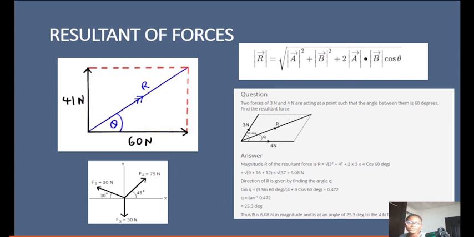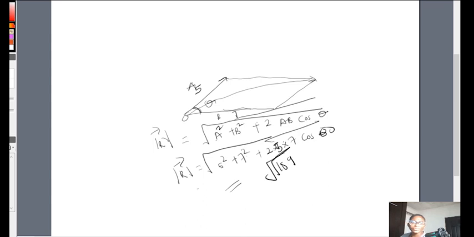So let's go to our board to do that. We have 41 and 60. We can do any other one. If you have two forces like this, and maybe this one is 5 and this one is 4, this is the direction of the forces. So don't forget this one too.